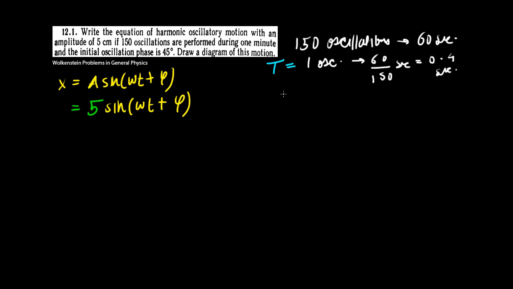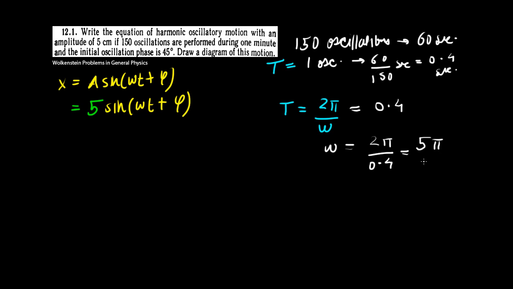Now, in the previous video, I told that time period is 2 pi by omega, right? But time period, as we know, we just found it out, is 0.4. So from here we can solve for omega, which comes out to be 2 pi over 0.4, which is 4 by 10, 5 pi. Omega is 5 pi. So let's substitute that here. So this becomes 5 times the sine of 5 pi t plus phi.